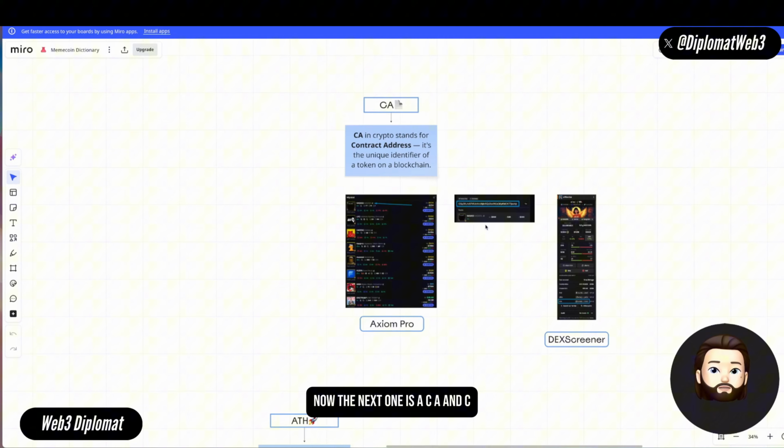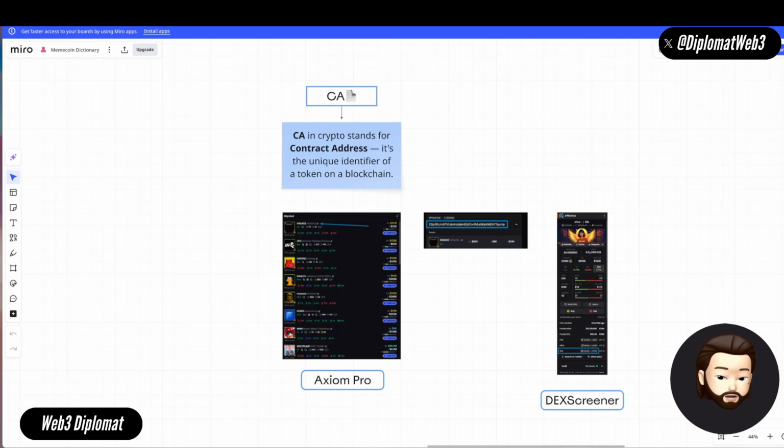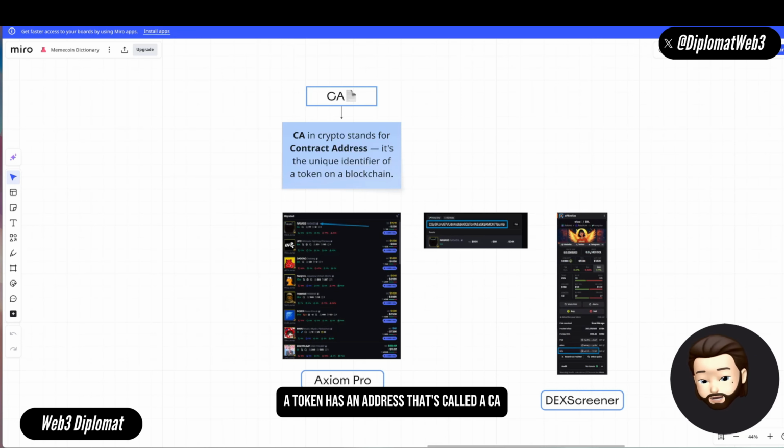Now the next one is CA, and CA is short for contract address, and every token has an identifier, just like cars have a VIN number. A token has an address that's called a CA, and you are going to actually be trading via CA. So when a token comes out and somebody talks about maybe some celebrity, you have to know exactly what the contract address is. And oftentimes people will make fake tokens. You can have the same name, but you can't have the same contract address. So that is really important.